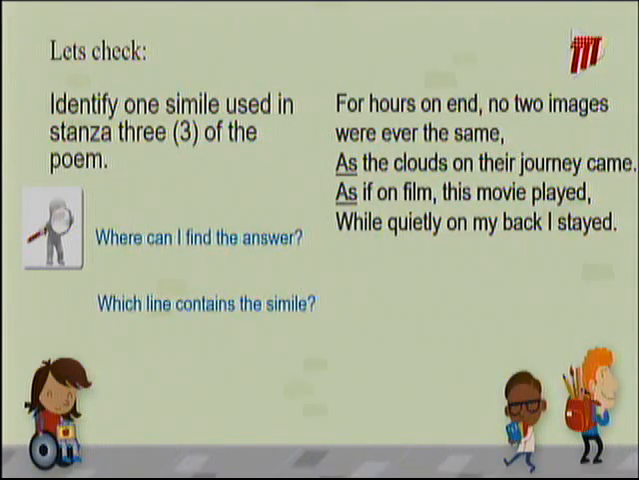Which line contains the simile? The first as is used as a conjunction. It joins the first sentence to the second, so it's not the simile. Therefore, as if on film is our simile in this stanza because it compares the images formed by the clouds to the images that will be projected on film.